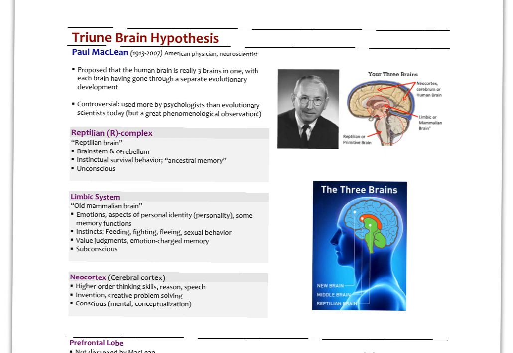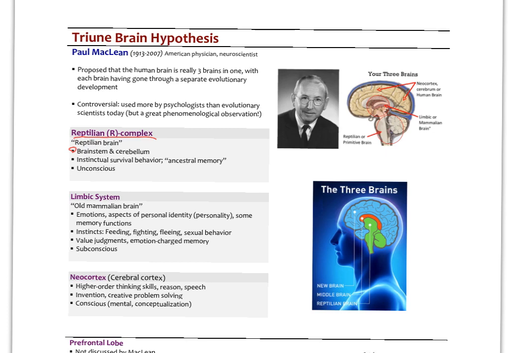So if we start from the brainstem, MacLean called this the R-complex, or reptilian brain. So we see this really emphasized in fish and reptiles. But that's pretty much the brainstem and the cerebellum. And he attributed this region of the brain to our unconscious instinctual survival memory, so our ancestral memory. So a lot of primal instincts come from this region.